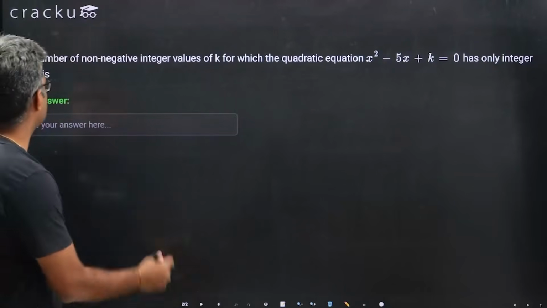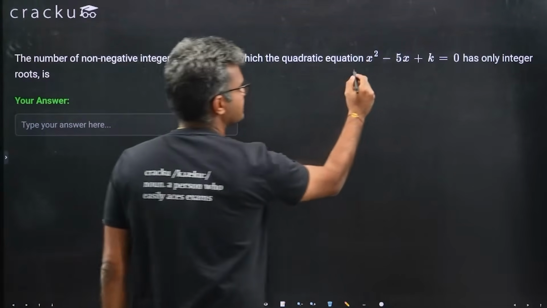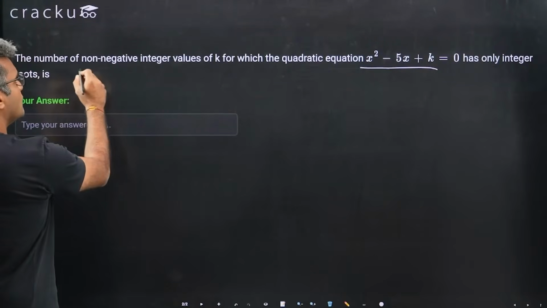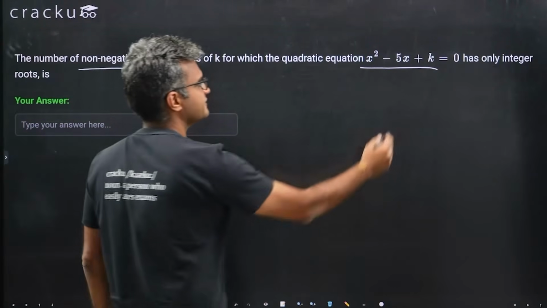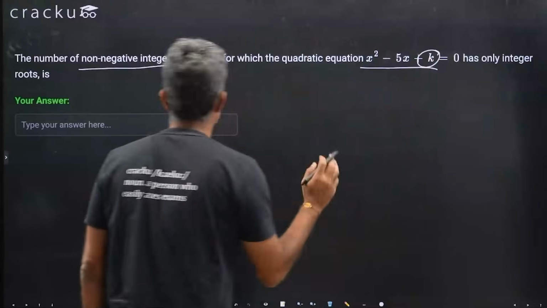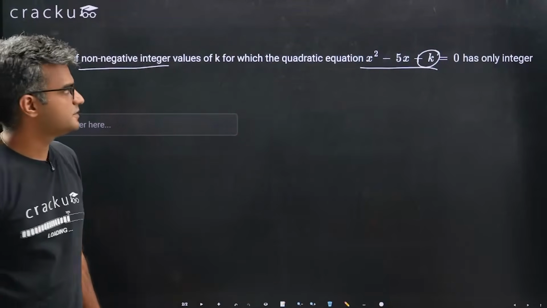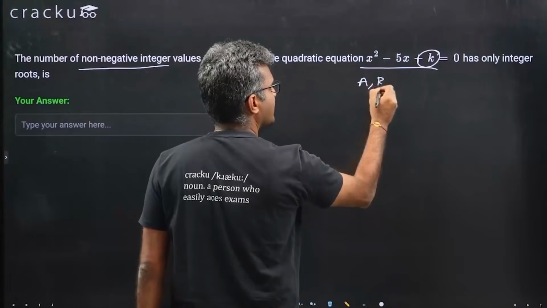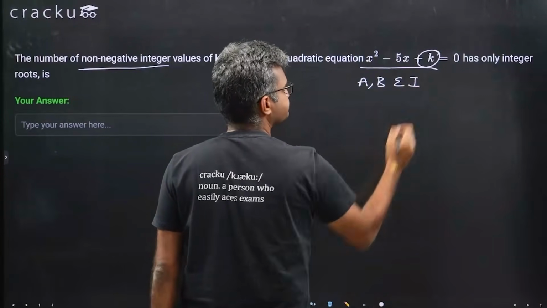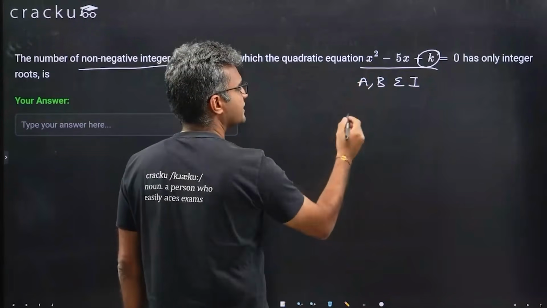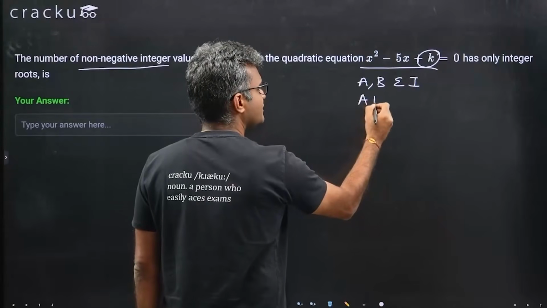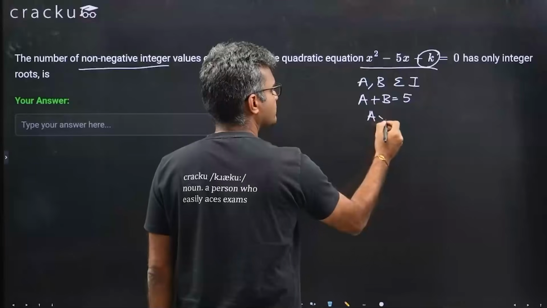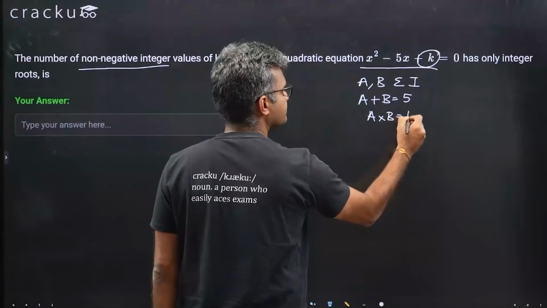In this question, we are told that there is a quadratic equation given which is x square minus 5x plus k, and we are asked to calculate the number of non-negative integer values that k can take, which is the constant term, such that this has only integer roots. So if the two roots are say a and b belonging to integers, we also know from a quadratic equation that the value of a plus b is 5 and the value of a into b is equal to k.